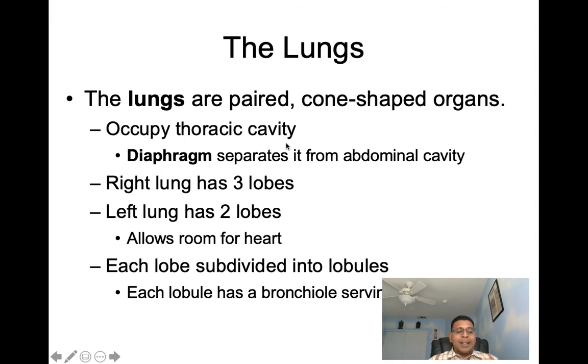Now, the right lung is going to have three lobes, or three divisions, and the left is going to have two lobes, or two divisions, allowing room for the heart. The apex of the lungs is going to be narrow, while the base is broad and curves to fit the dome-shaped diaphragm that it rests on top of. Each lobe is subdivided into lobules, and each lobule has bronchioles that serve many alveoli.